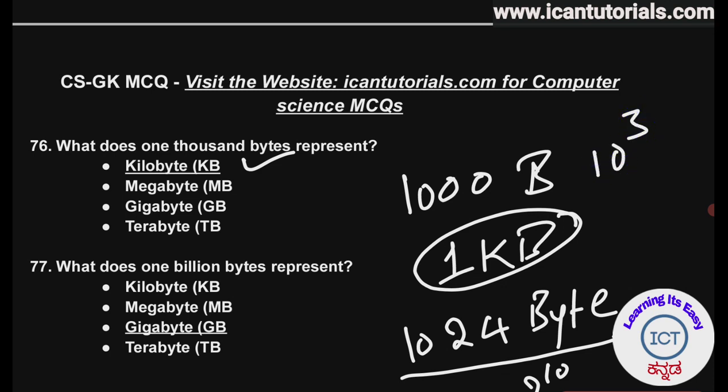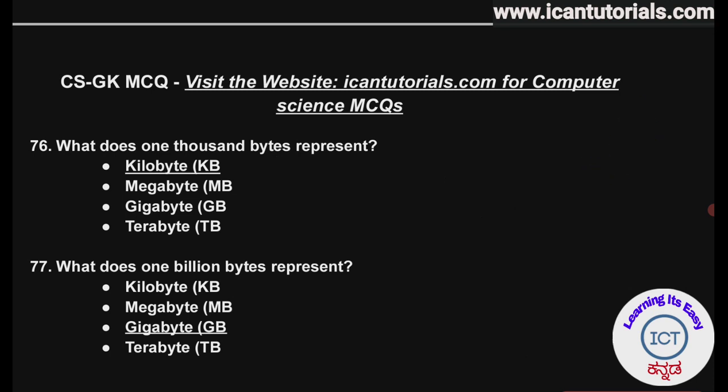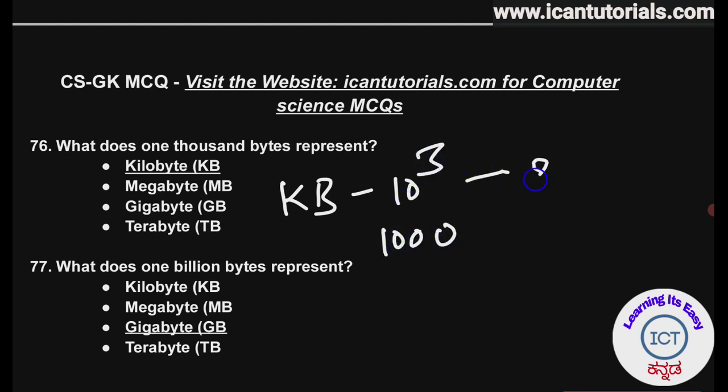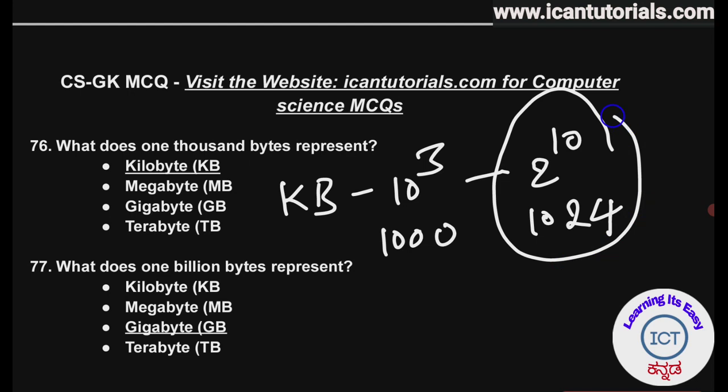Earlier I explained in this video that 1 KB means 10 to the power of 3 bytes, that is 1000 bytes, or also we can say 2 to the power of 10, that will be 1024 bytes. Exactly, this is the calculation, but in general people say like this. So you have to understand both.